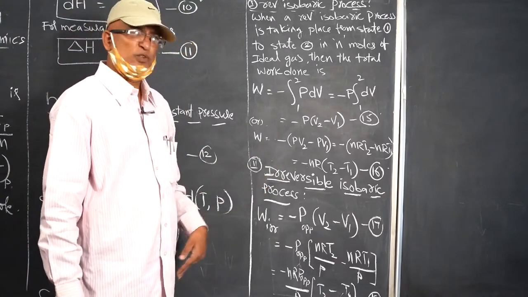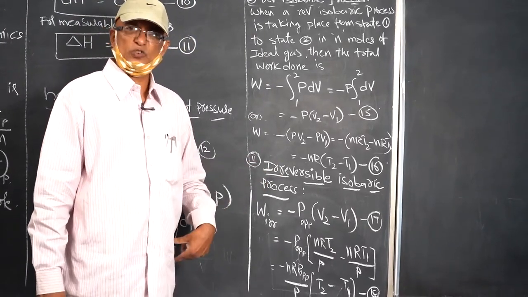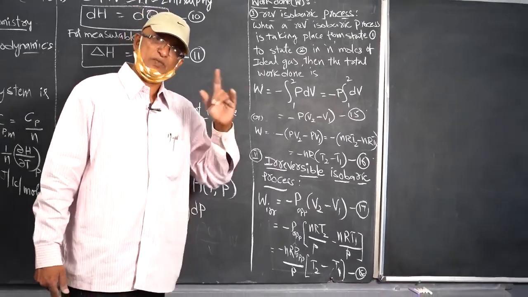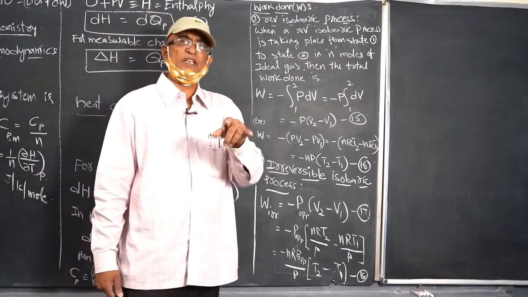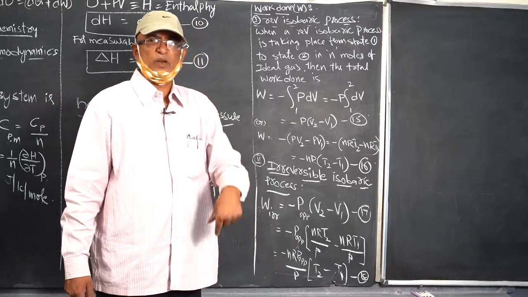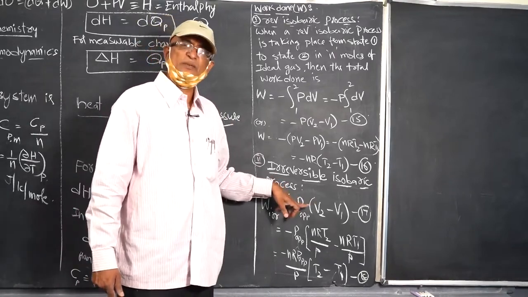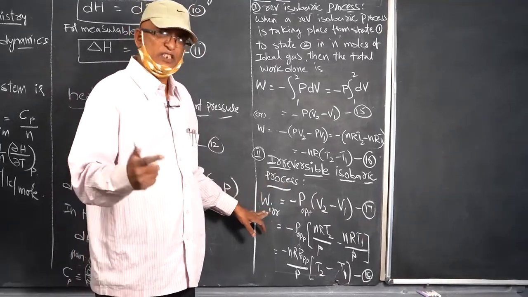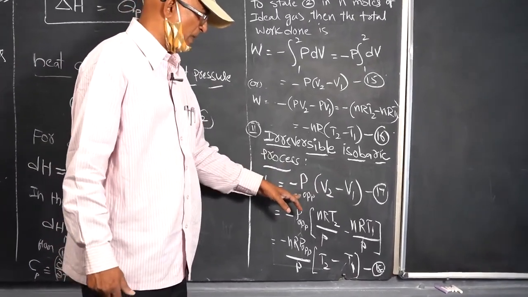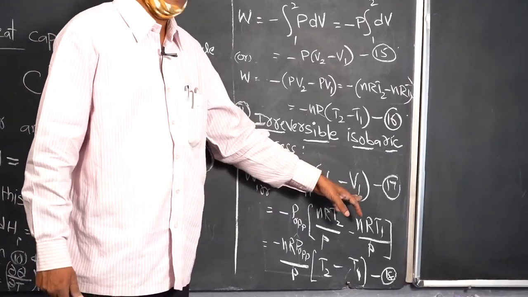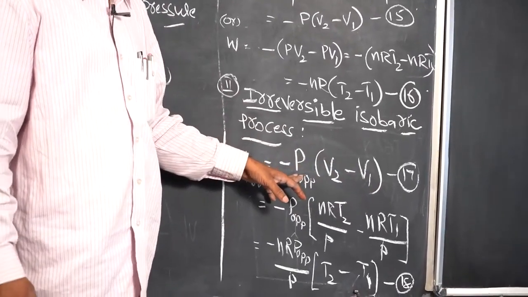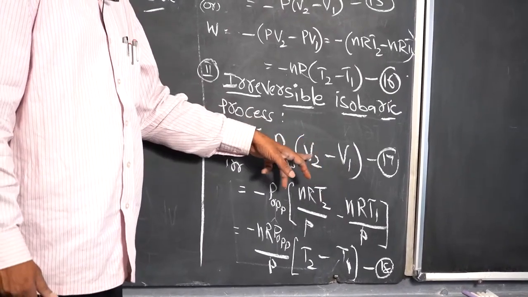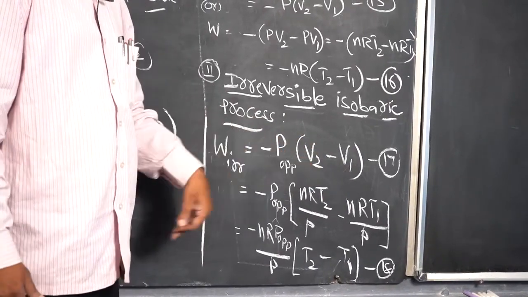Now an irreversible isobaric process is taking place from state 1 to state 2, again in n moles of ideal gas. Again the process is taking place from state 1 to state 2, but now it is taking place in an irreversible path. Then for any irreversible process, the work done is given by minus P opposing into V2 minus V1. This is the external pressure or opposing pressure, opposing the process, and this is the initial volume V1 in state 1, this is the final volume V2 in state 2.